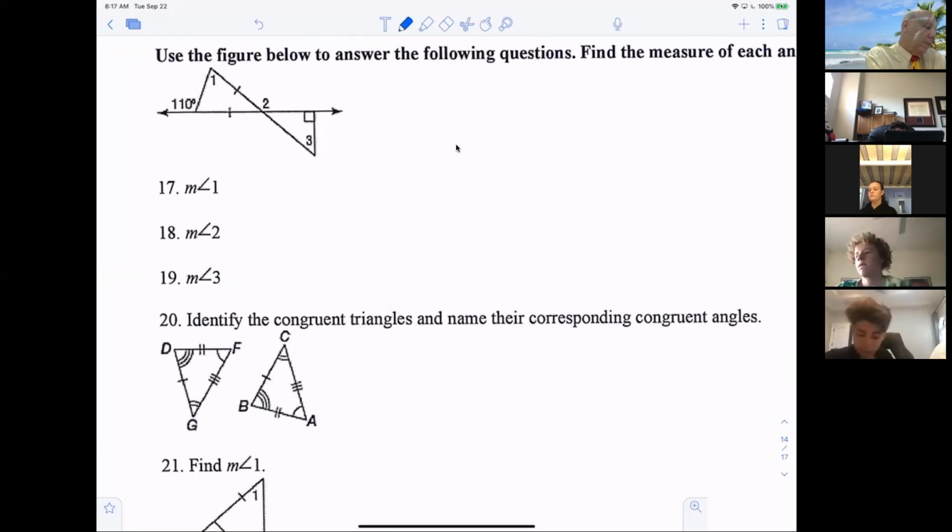What's angle 1? Someone tell me. 70 degrees. Right? Base angles are congruent. It's isosceles. That is correct. Right? Yes.